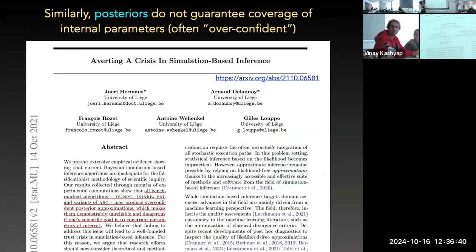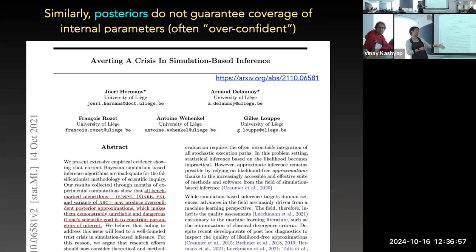And here's a similar thing that is also cut off. Posteriors do not guarantee coverage in internal parameters. They're often overconfident. Here's a paper from Jill Loop's group where they try different algorithms. There are different neural posterior estimators. They're shown to produce overconfident posterior approximations, which makes them demonstrably unreliable, dangerous if one scientific goal is to constrain parameters of interest.